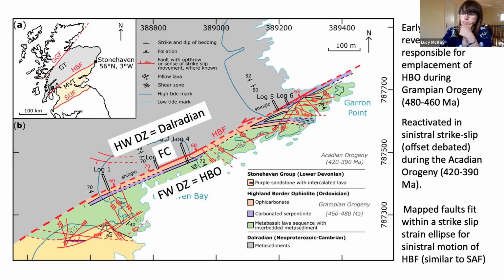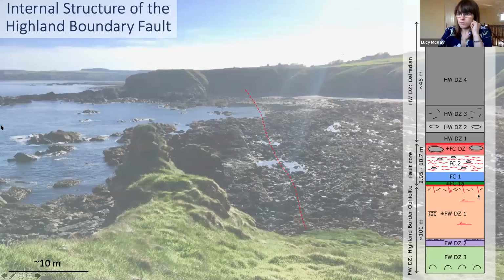So just to reiterate, in the north we've got the Dalradian, in the south you've got the Highland Boundary Fault, and in the middle there's this fault core. This just shows a different image of the fault looking southwest across the bay, but you can clearly see it running across the bay here. And after digging and exposing the fault at these several different localities, it revealed a remarkable sequence of fault rocks.